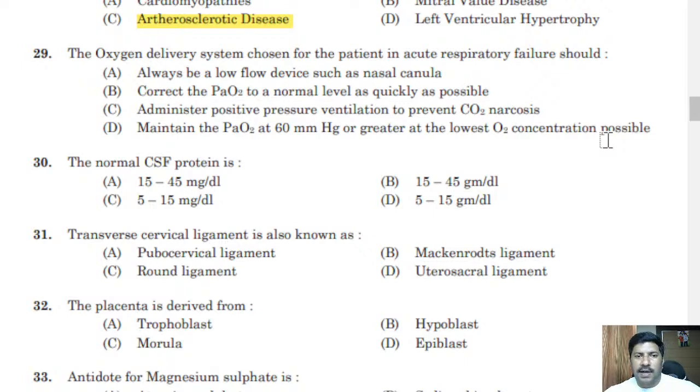So that will help to prevent the carbon dioxide buildup. So that is why low oxygen PaO2 is kept. Then 30th question, the normal CSF protein is around 15 to 45 milligram per deciliter.